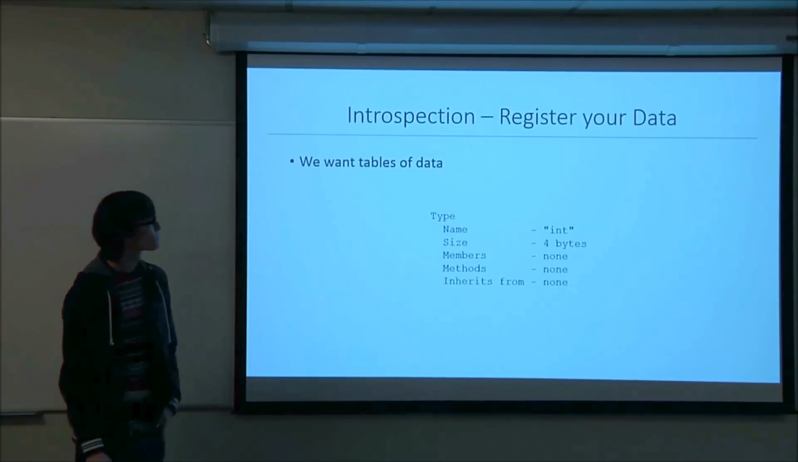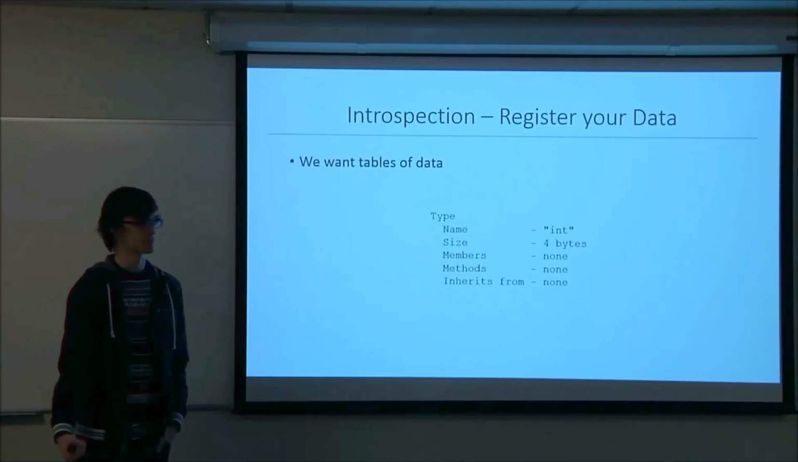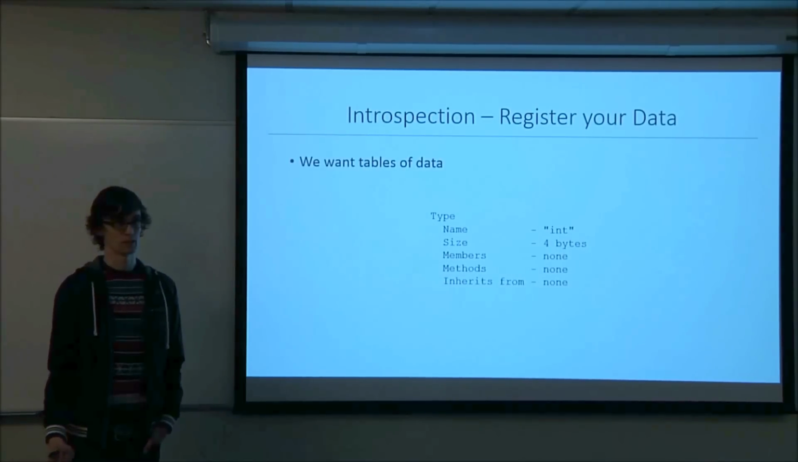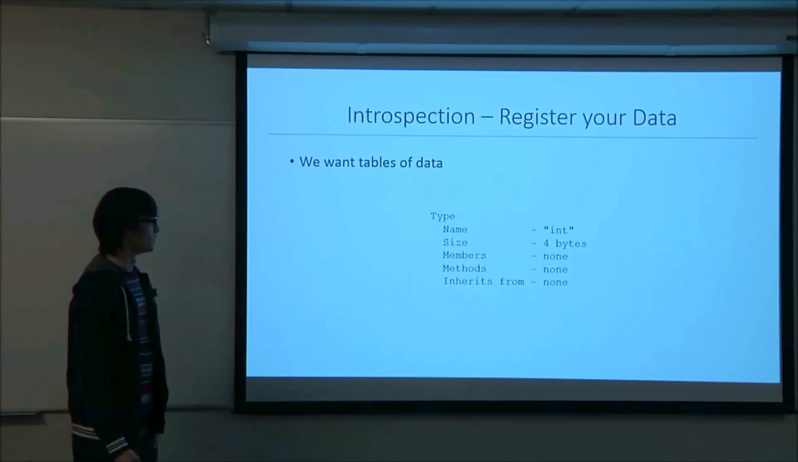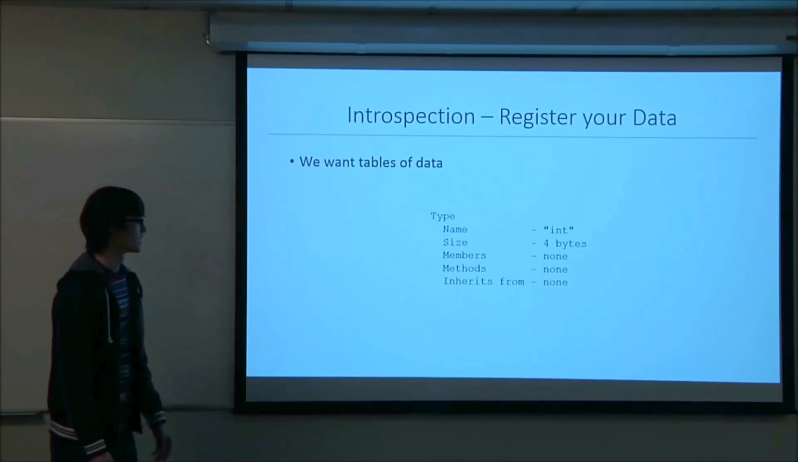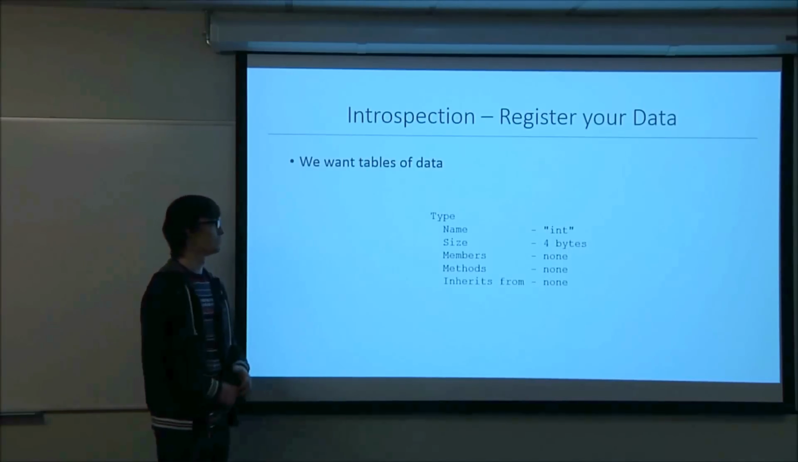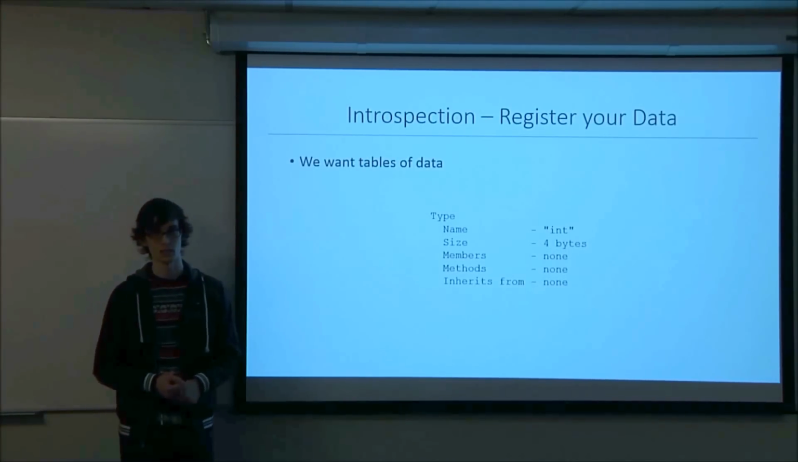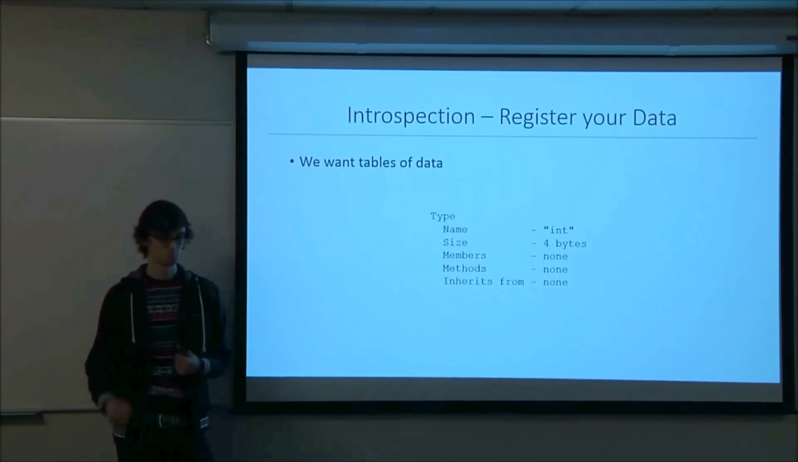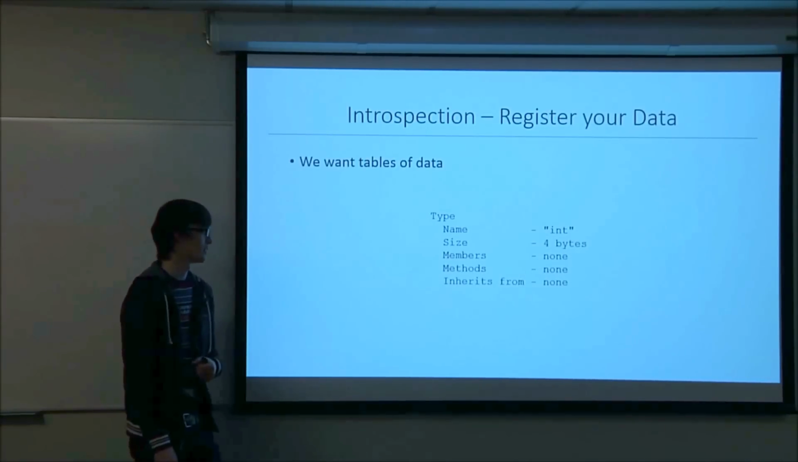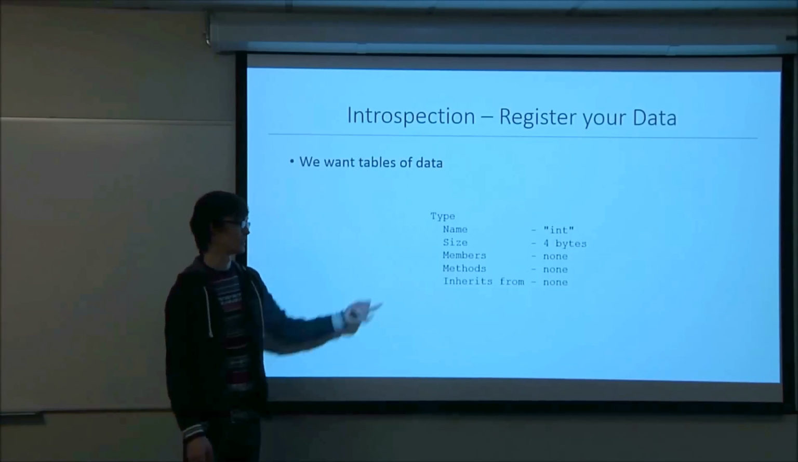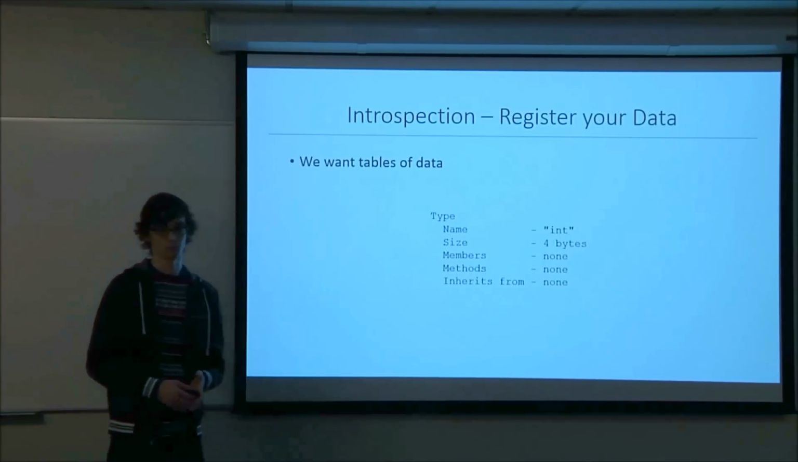In order to have this data from compile time available during runtime, you have to store it somewhere. So you're going to store it in some tables. This is most of the information that you would want to know about a type. You want to have a string representation of its name, its size, what data members it has, what methods, if any, and what it inherits from, if it inherits from anything or not.